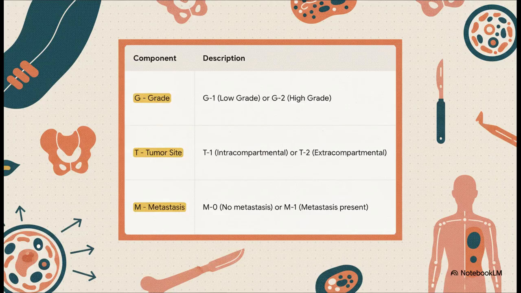So here are the three pillars. G is for grade, pretty simple, low or high. T is for tumor site. This tells us if the tumor is neatly contained within one anatomical compartment, say a single muscle, or if it's broken out. And M, of course, is for metastasis. Do we see distant disease or not? You have to nail down all three of these to get the stage right.